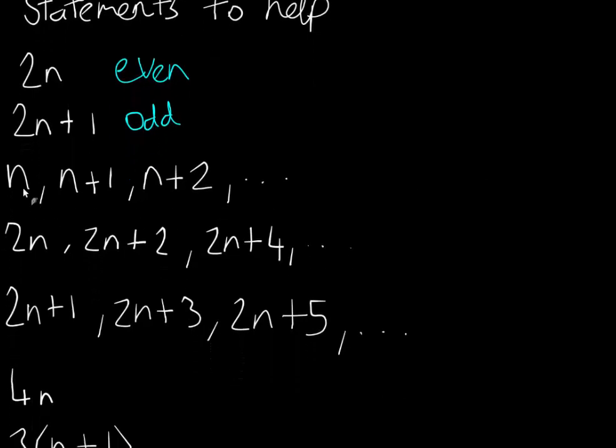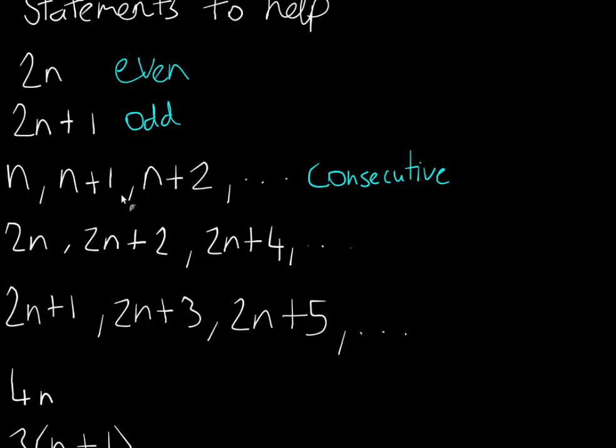The next one, if you think about n being any number, then n plus 1 is the next number along, and n plus 2 is the next number along. So we use these to represent consecutive numbers, because they just follow in a sequence. If you had n plus 3, that would be the next one, and you can have as many of them as you need.